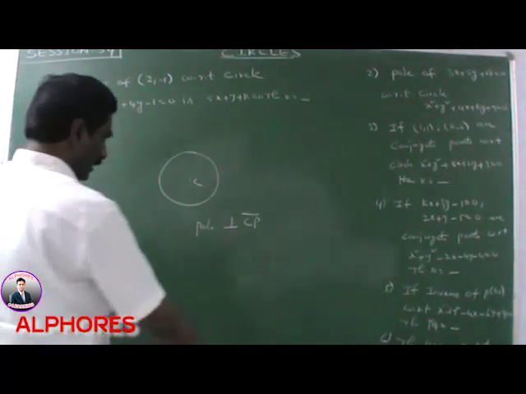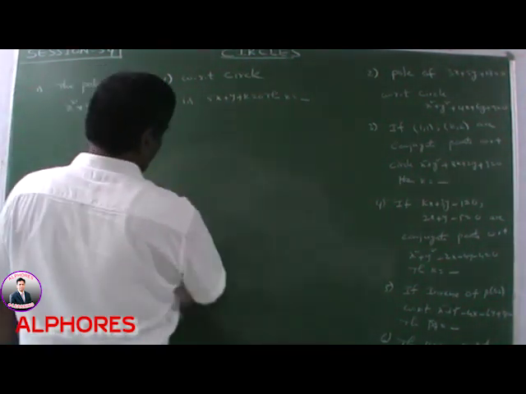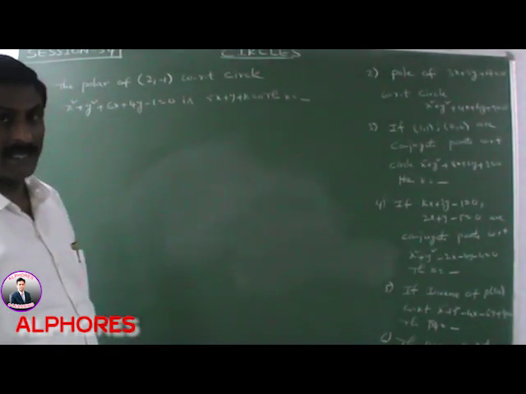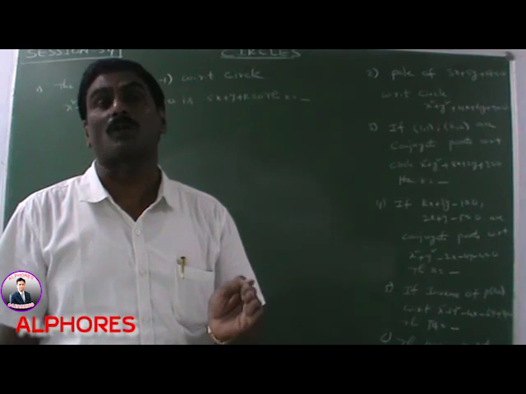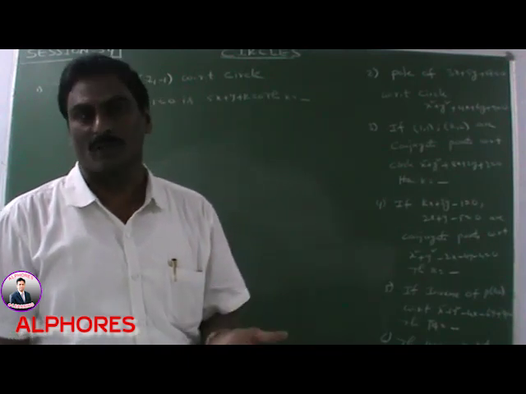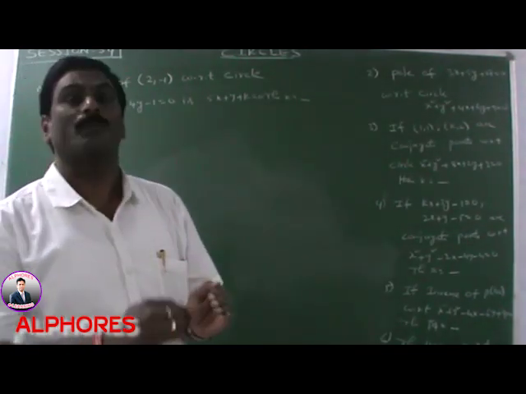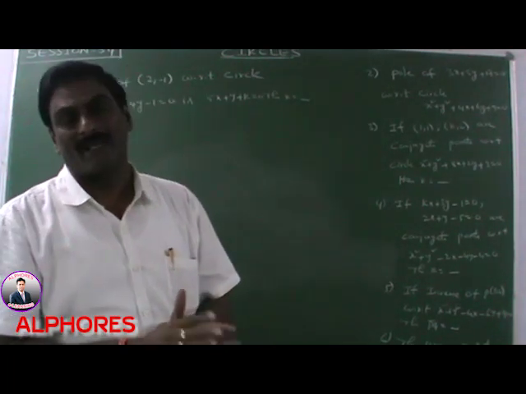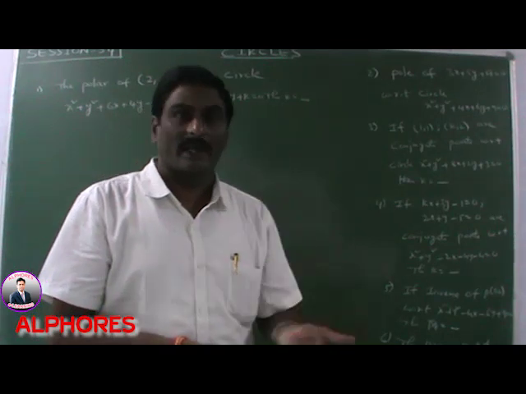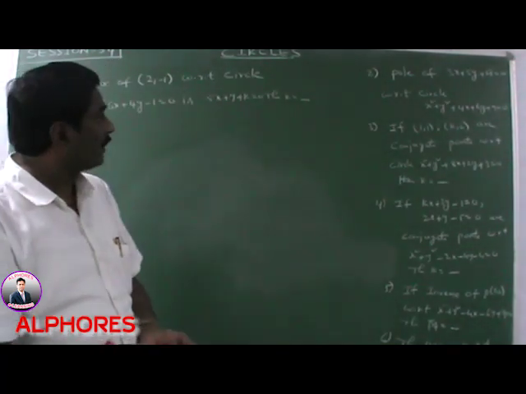Next, conjugate points. What is the condition for conjugate points? If P(x1, y1) and Q(x2, y2) are two points, they are said to be conjugate when S12 = 0. The polar of P passes through Q. Similarly, the polar of Q passes through P. S12 = 0.